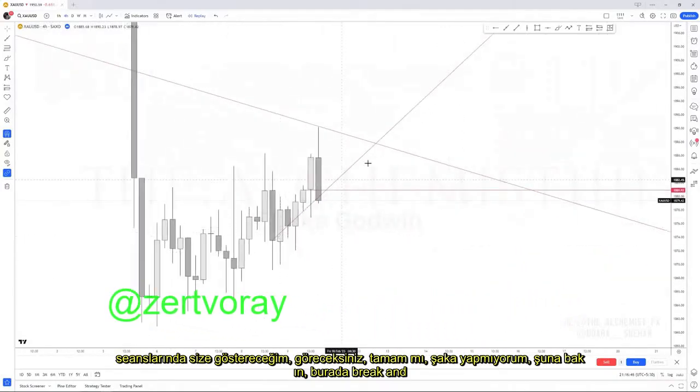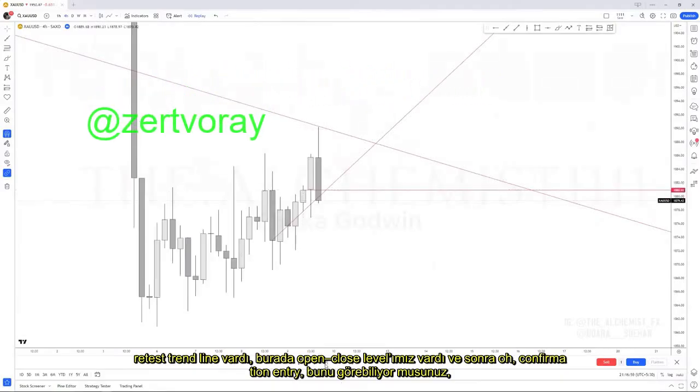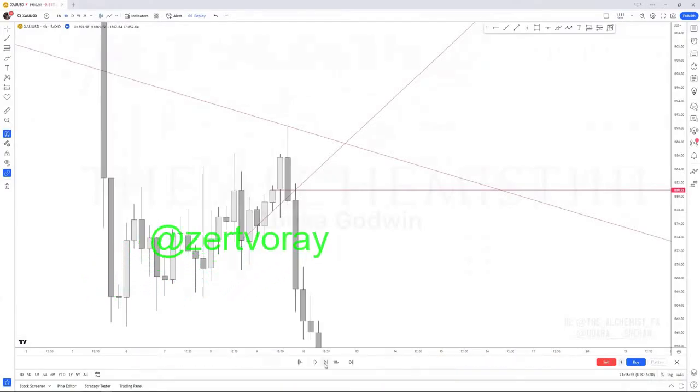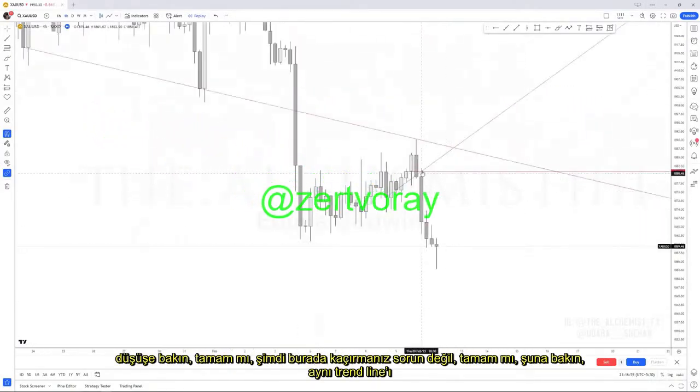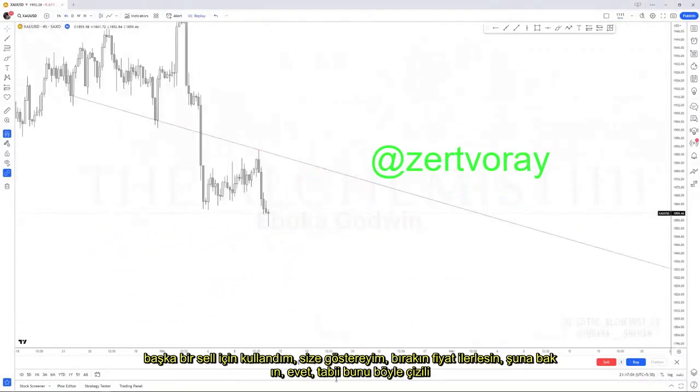Look at this. We had this break and retest trend line. We had this open close level, and then confirmation entry. Can you see that? Look at the drop. So it's okay that you missed it here, right? And look at this. This same trend line, I use this same trend line for another sell. Let me show you.